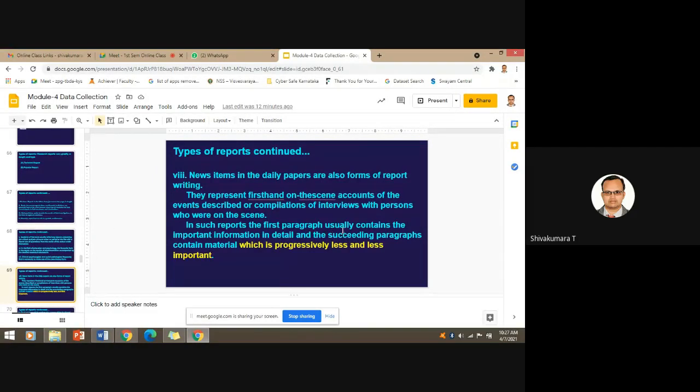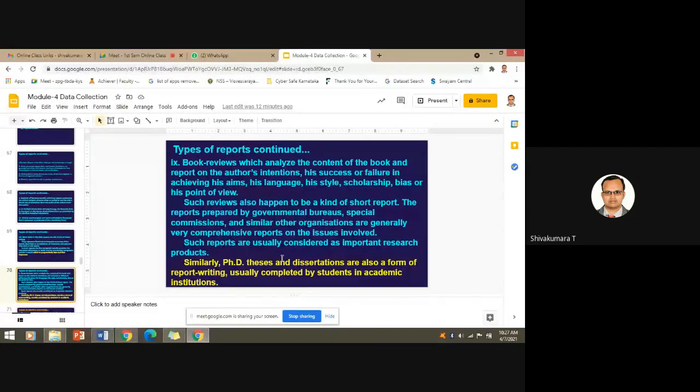The first paragraph usually contains the important information in detail, and succeeding paragraphs contain progressively less and less important information. A newspaper is always like that. For the first paragraph, the main highlight, they have given the important points. For the second and third paragraphs, they will ask you to refer to other pages because less importance is given to such information. It is up to the reader's interest to look into the second or third paragraph of the information.